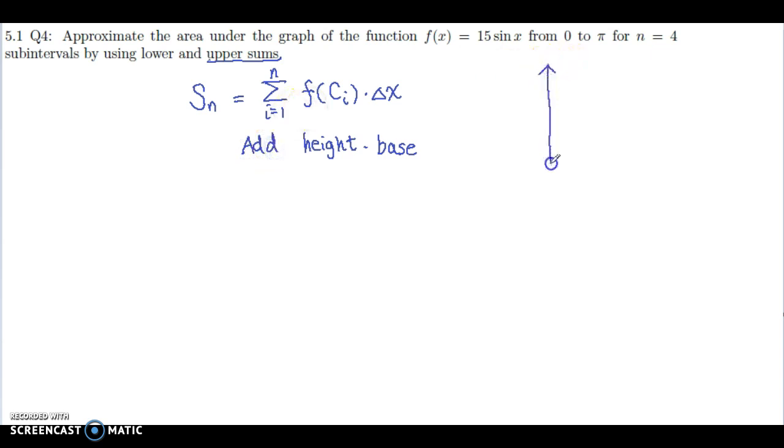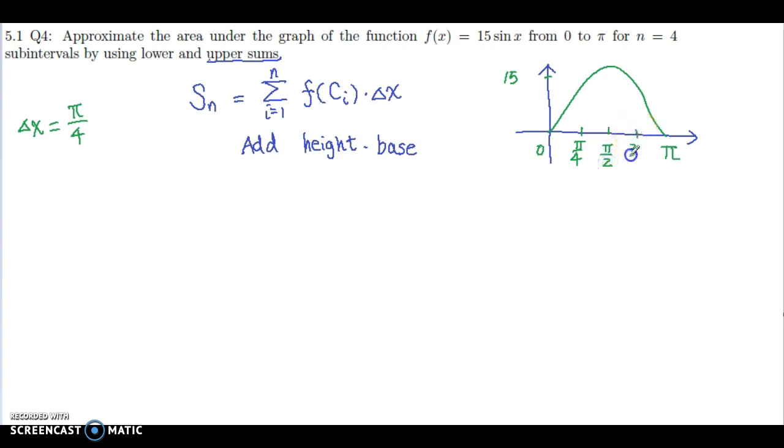So let's look at the graph, 0 to pi. This is the graph of 15 sine of x. Delta x is still b minus a over n, so it's pi minus 0 over 4. So our subintervals are still pi over 4, 2 pi over 4, and 3 pi over 4.